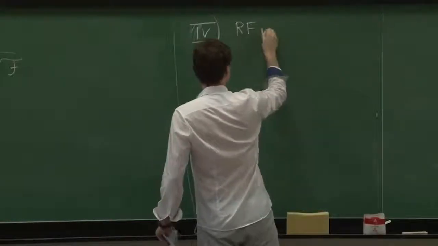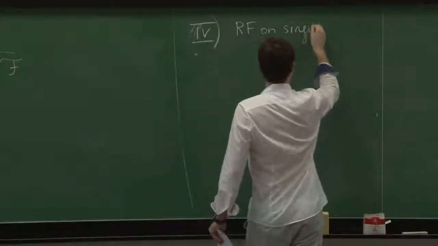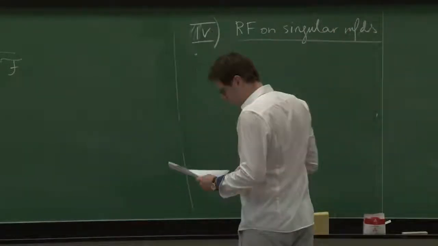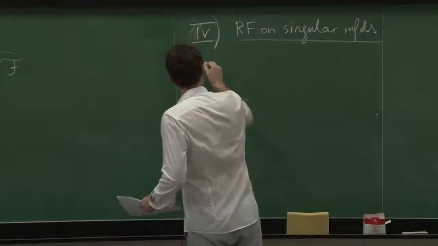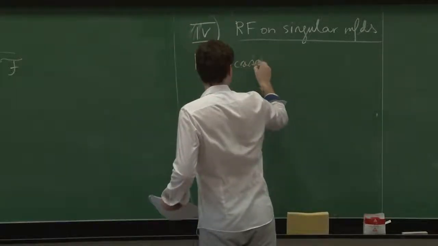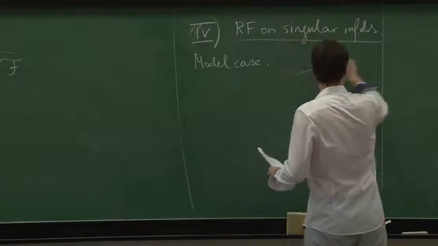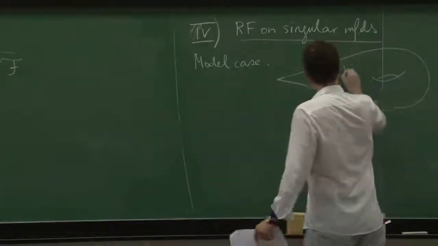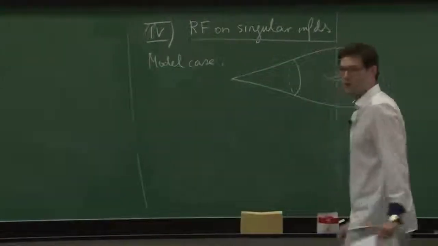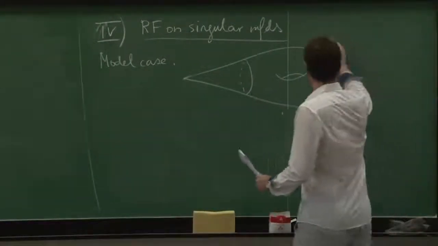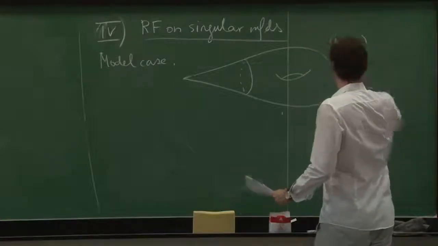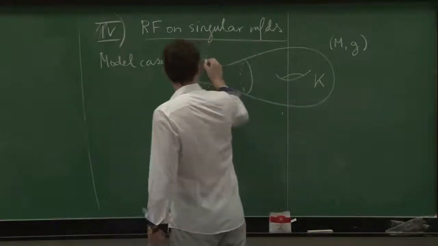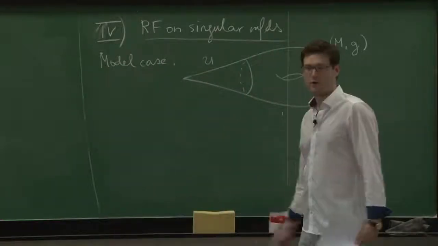Ricci flow on singular manifolds. I want to give you a model case, which is the basis of everything. The simplest singular manifold looks like this. It's a Riemannian manifold with two parts, a compact part K and a singular part U.